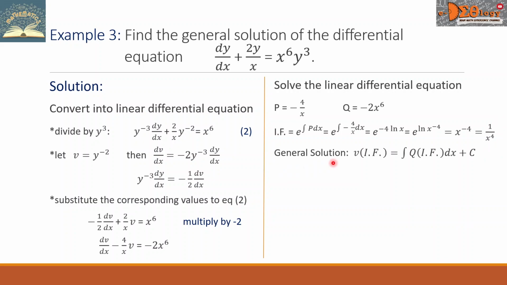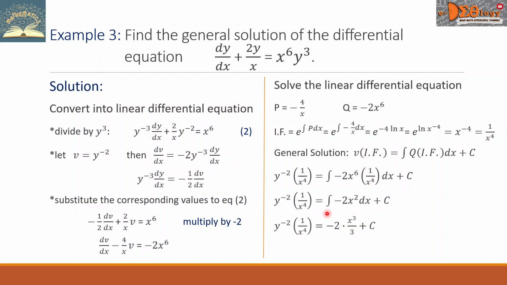Then the general solution formula. Let us substitute the corresponding values. For the value of v, that is equal to y raised to negative 2. So we copy it here. Times the IF, that is the 1 over x raised to 4, equals the integral of q, our q is the negative 2 x raised to 6, times the IF, which you write again as 1 over x raised to 4, times dx plus c. For the left side, we just put them together, while in the integrand here, we can simplify that x raised to 6, and there is the denominator here of x raised to 4. So we simplify it as negative 2x squared dx. So the integral of this will be negative 2 times x cubed over 3.